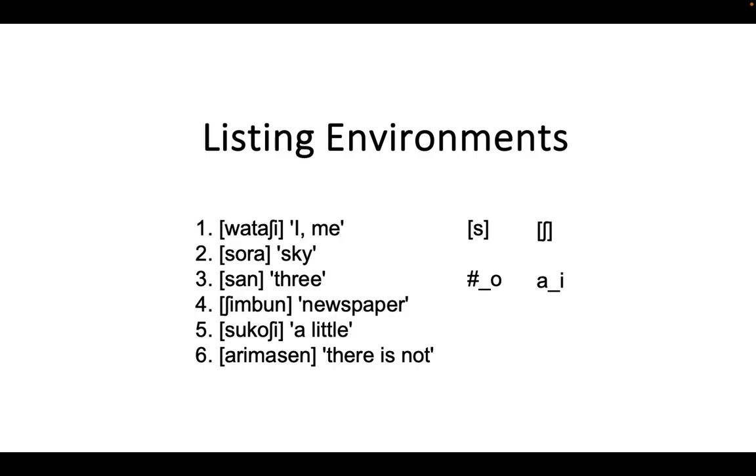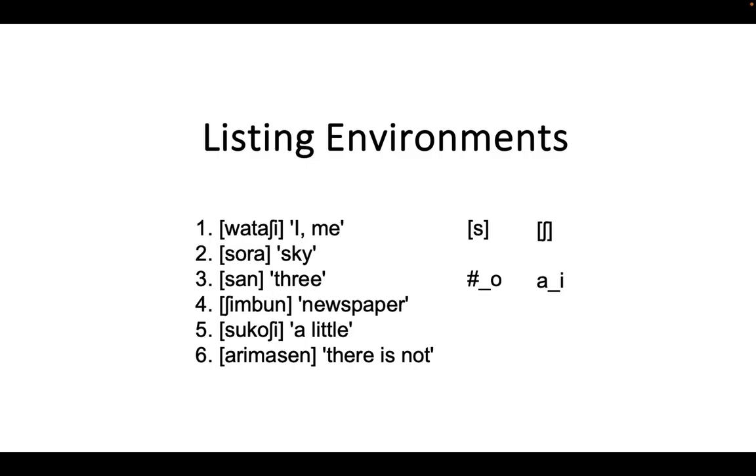So we've got a underscore e, and remember, underscore indicates that that is where the relevant sound appears. Then in the next word, we've got the s sound appearing at the beginning of a word before the vowel o. So we're going to put that under the list of environments for s. And so remember, we use the number sign to indicate a word boundary. So we've got number sign underscore o.